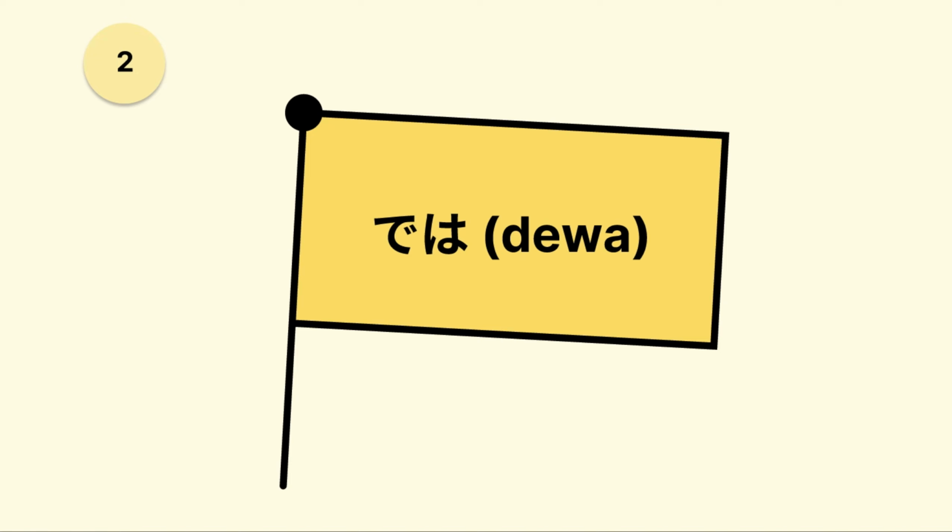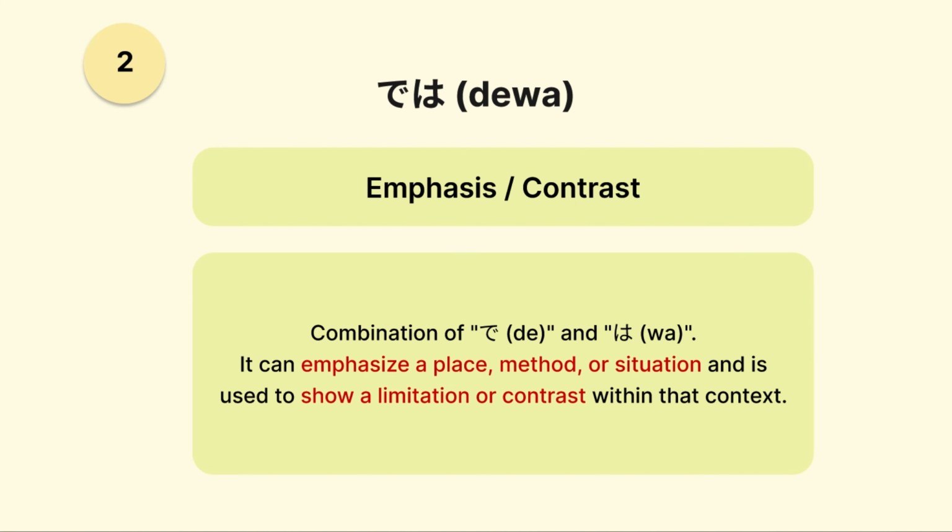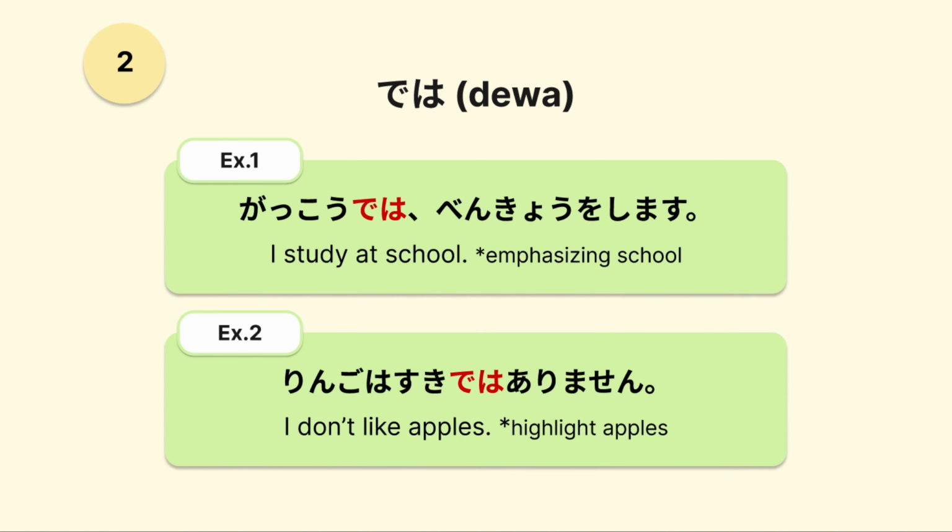Number 2. では. では is for emphasis or contrast. This is the combination of で and は。では can emphasize a place, method, or situation, and it's used to show a limitation or contrast within the context. For example, 学校では勉強をします。I study at school. We emphasize school, so I study at school, but maybe I don't study in the house.